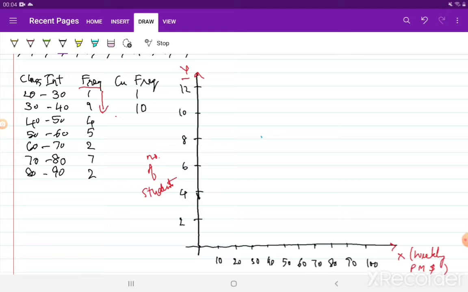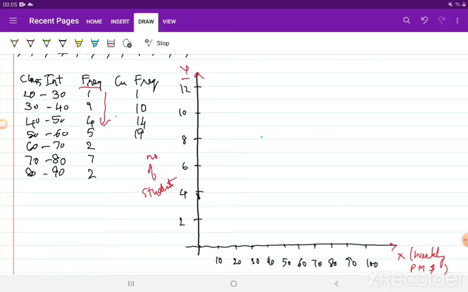For the third class interval, I'm asking the question, how many people get pocket money less than $50? So that would be adding up these three frequencies, which means 10 plus 4, 14. Going by the same logic, the number of students who get less than $60 is 14 plus 5, 19.